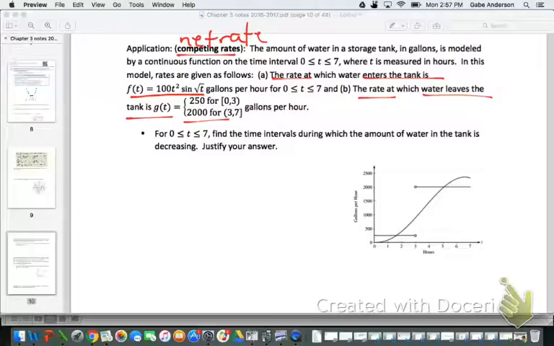Okay, so the question. Now that we've underlined our rates and identified what's going on, the question says, on the time interval 0 to 7, find the time intervals during which the amount of water in the tank is decreasing.